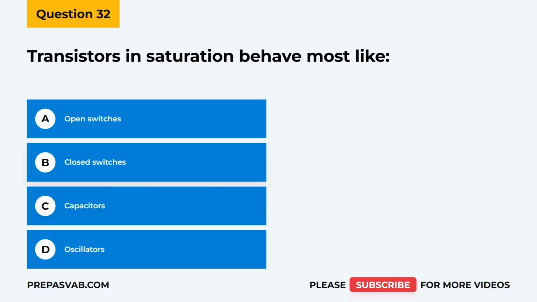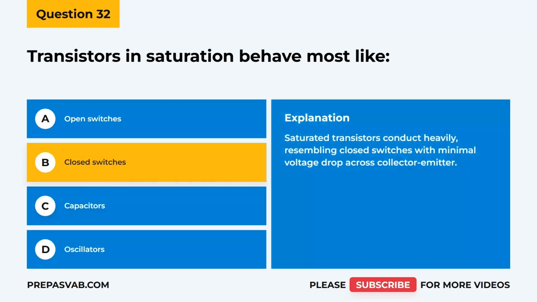Question 32. Transistors in saturation behave most like A. Open switches, B. Closed switches, C. Capacitors, D. Oscillators. The correct answer is B. Closed switches. Saturated transistors conduct heavily, resembling closed switches with minimal voltage drop across collector-emitter.